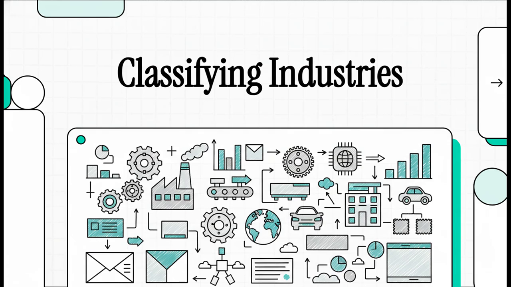Hello, students. Today we are going to learn something very interesting. Think about all the things you use every day. Your school bag, your lunchbox, even the chair you're sitting on. All these things are made in different industries. But how do we make sense of so many industries? Well, we group them. In this explainer, we will learn how we classify industries to understand our economy better.